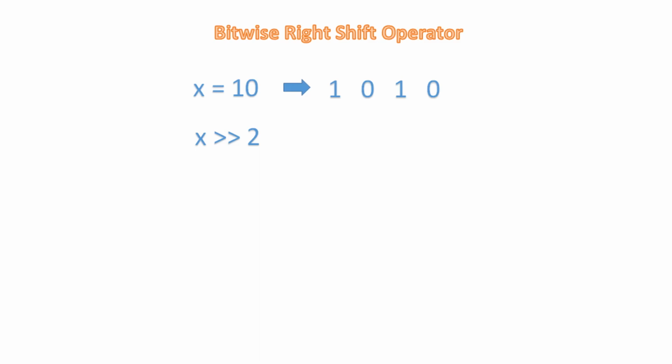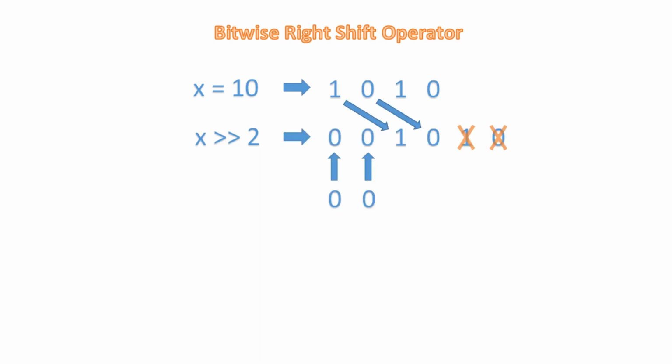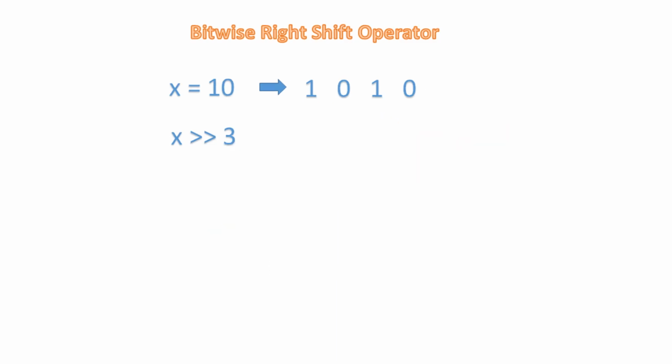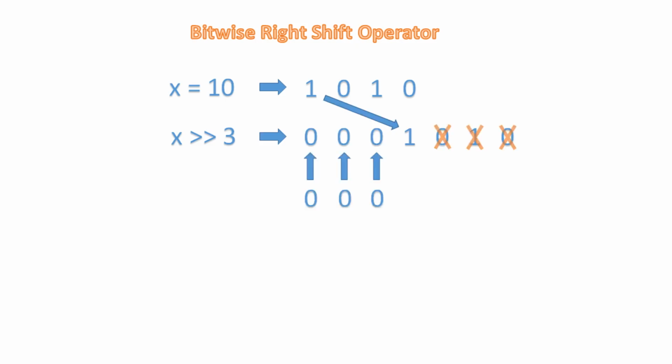Similarly, the command x right shift 2 will shift 2 bits towards right, adding 2 zeros at the left and truncating 2 bits from right. So the output is 0010, which is equal to 2. And the command x right shift 3 will shift 3 bits towards right, adding 3 zeros at the left and truncating 3 bits from right. So the output is 0001, which is equal to 1.